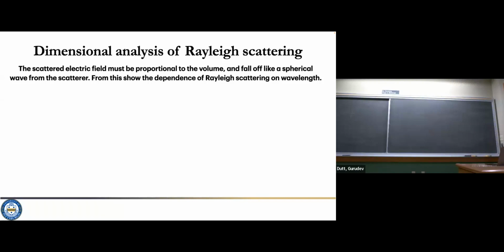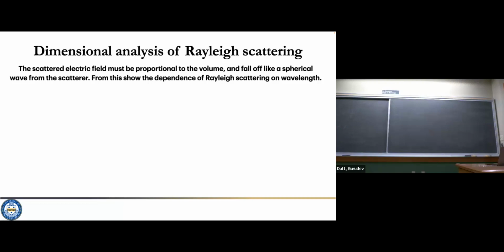Groups want to volunteer. So I've written down one relationship, proportionality to R, 1 over R. I already told you it's proportional to volume. So the ES must be proportional to what? The volume, right? Yes. Okay.